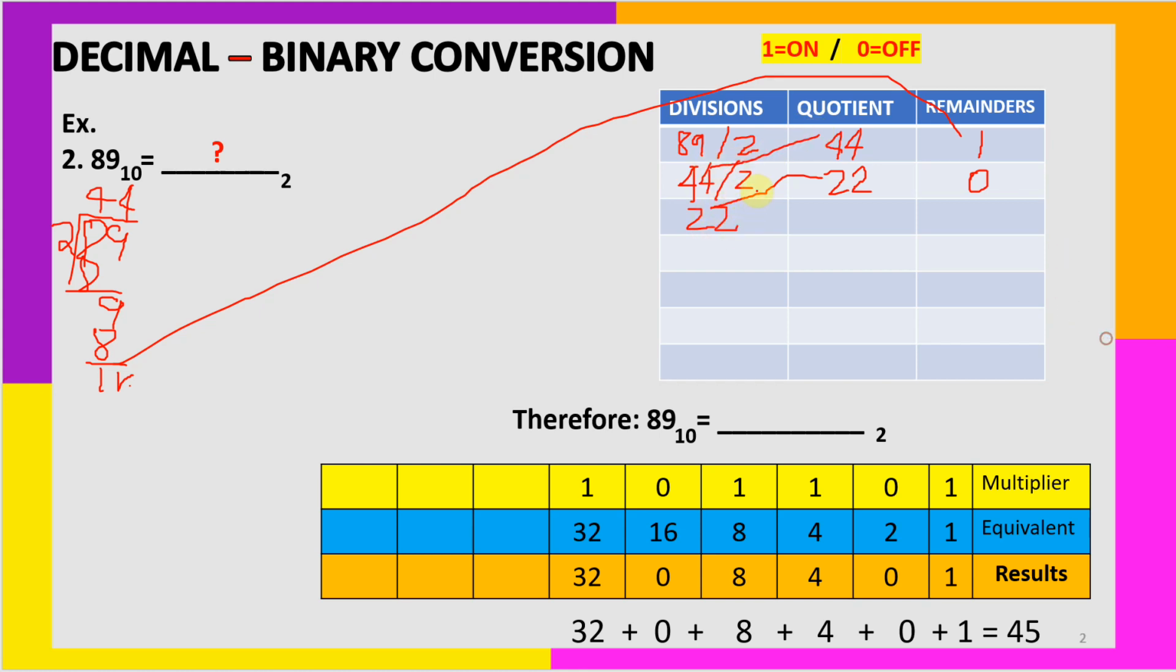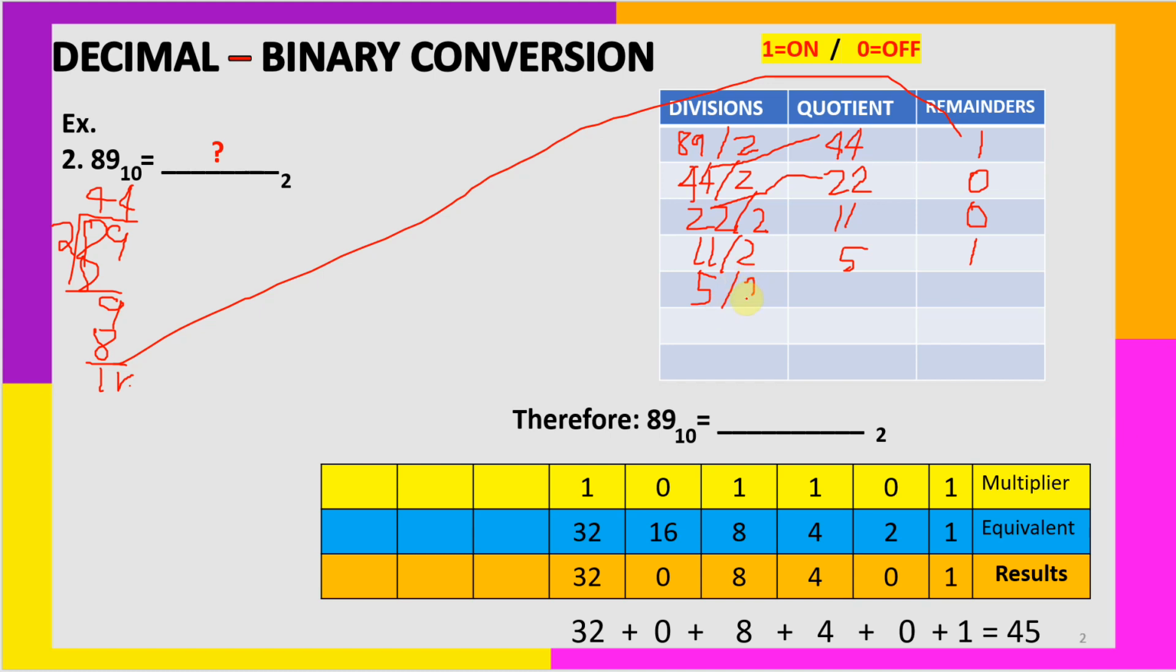22 divided by 2 is 11. 2 times 11 is 22, so no remainder. Next, you copy the 11 here. Divided by 2, it's 5. 5 times 2 is 10, so remainder 1. Next, copy the 5.